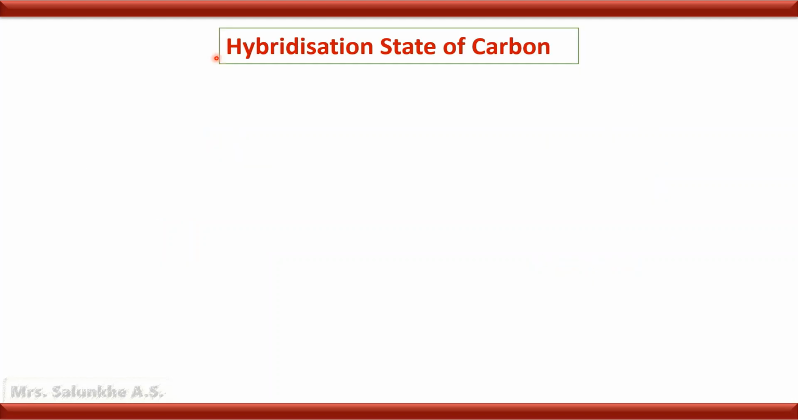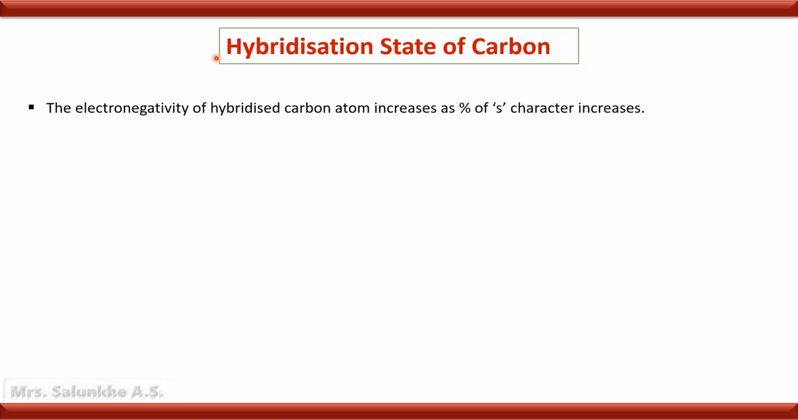The next factor is hybridization state of carbon. There are three hybridization states of carbon atoms: sp3, sp2 and sp hybridization. The electronegativity of hybridized carbon atom increases as percentage of s character increases, and the order of electronegativity is: sp hybridized carbon is more electronegative than sp2, which is more electronegative than sp3 hybridized carbon.